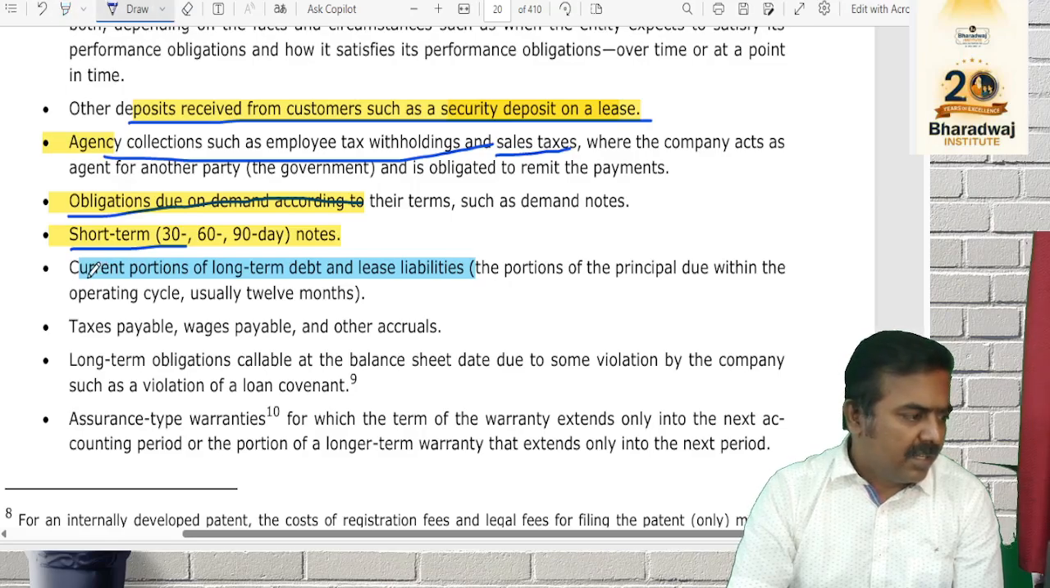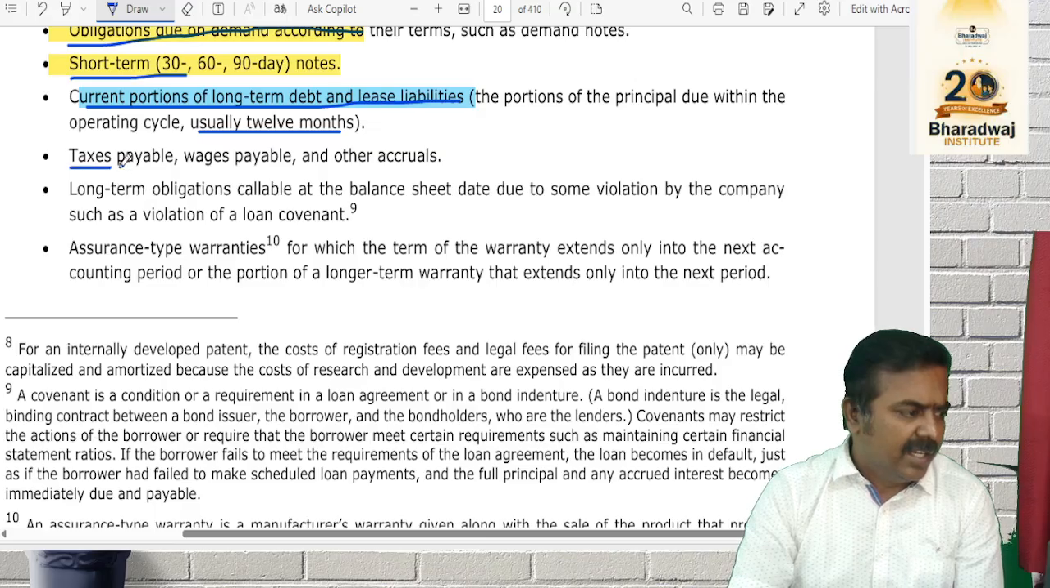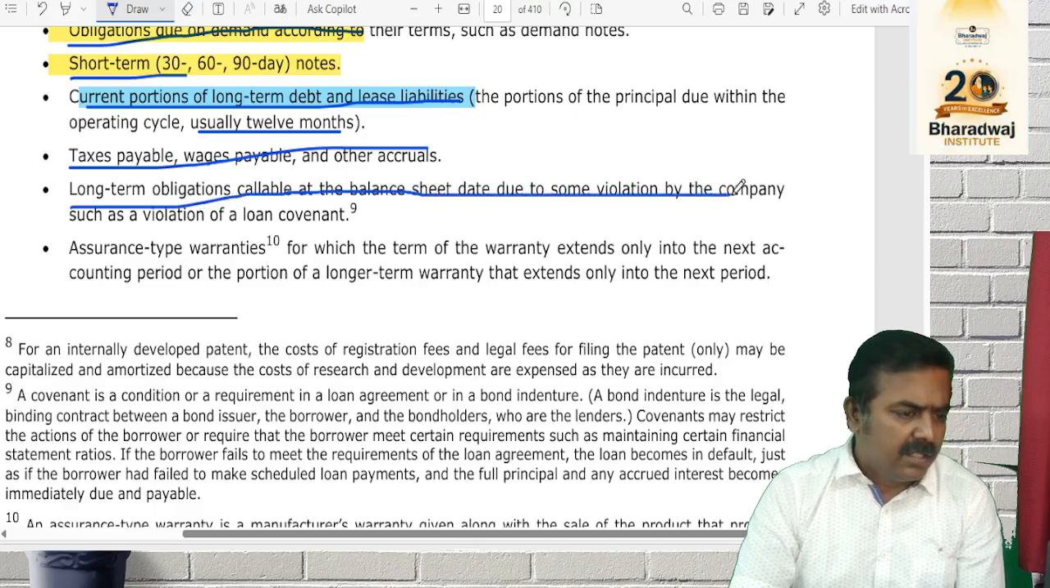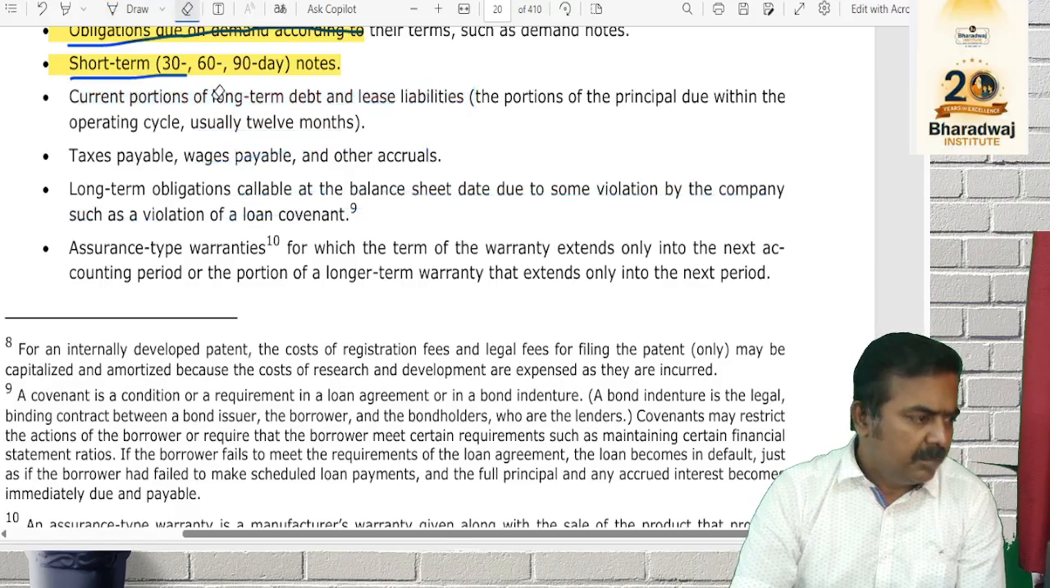The current portion of long-term debt or lease liabilities that are payable due within the operating cycle, usually 12 months. Any taxes payable, outstanding wages, etc. Any long-term obligations callable in the balance sheet due to some violation of law. Pay attention.